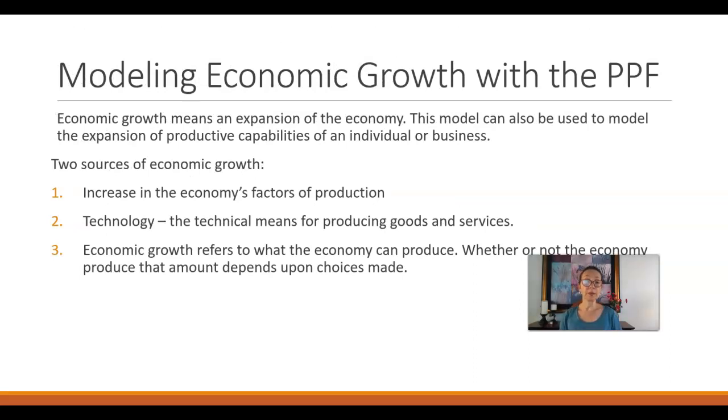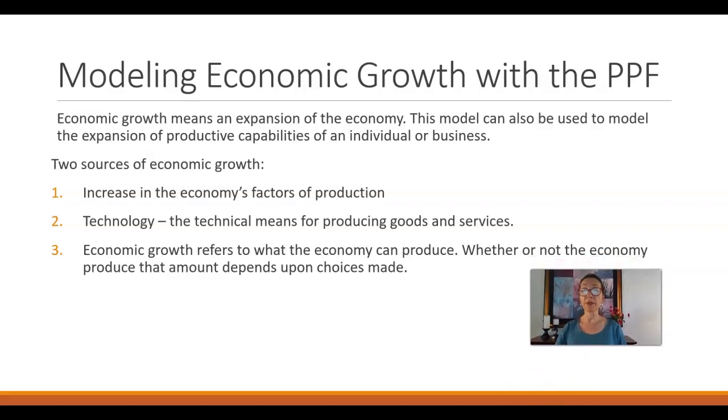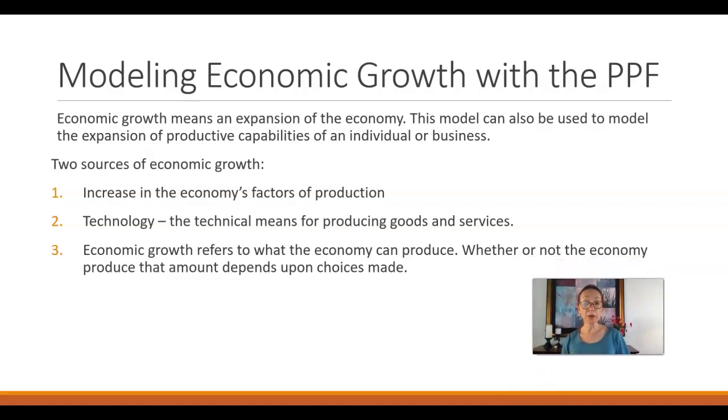Finally, the production possibilities model is used for modeling economic growth. Growth means an expansion of the economy. Or if we're talking about a business, it could be the expansion of a business. Or if you're talking about yourself, your own production possibilities. So there are two sources of economic growth: an increase in the economy's factors of production, and an increase in technology, an increase in human capital.